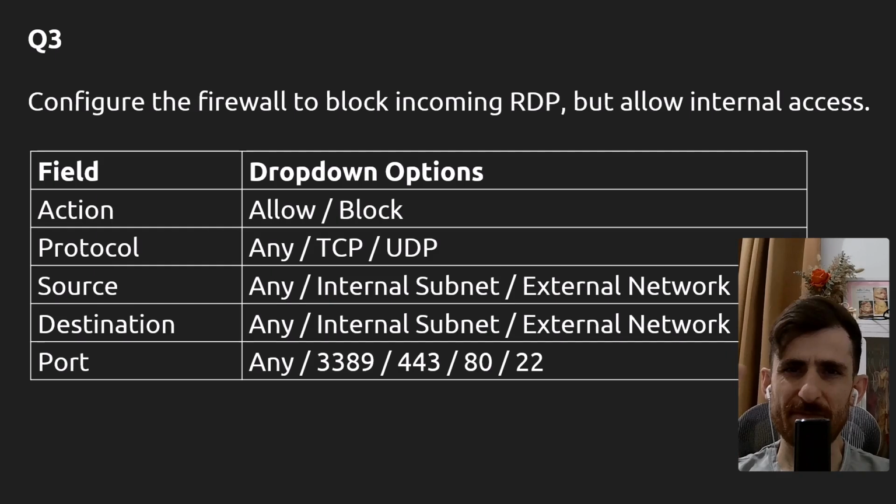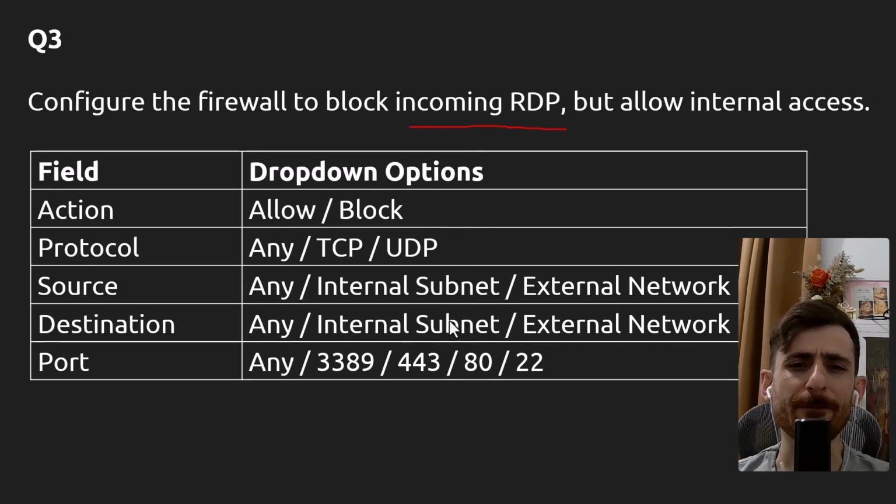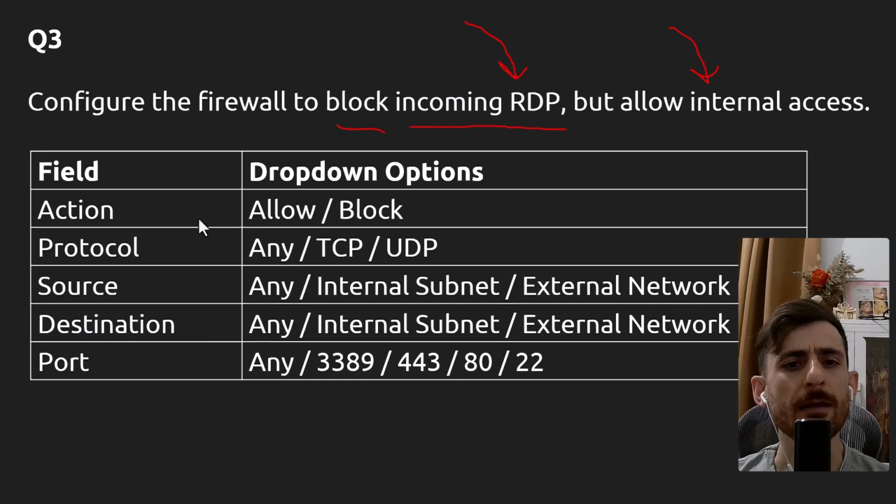All right, this is slightly tricky, but not as much, because we want to configure the RDP, the remote desktop protocol. Now, RDP is on port 3389, and it usually follows the TCP protocol. So we have a specific request in here, which is blocking the incoming RDP and allowing internal access. So it's like we're gonna have to do two rules: block incoming, allow internal access. But here in our options, or in our whole scenario, we only have one rule to set up. We can either choose allow or block, and that's it.